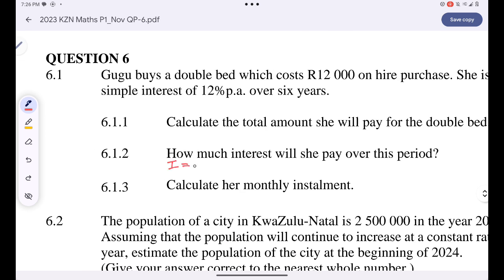How much interest will she pay over this period? The interest that she paid will just be the accumulated amount minus the value of P. 20,640 minus 12,000. The total interest that she will pay is 8,640. Here I got A to be 20,640.